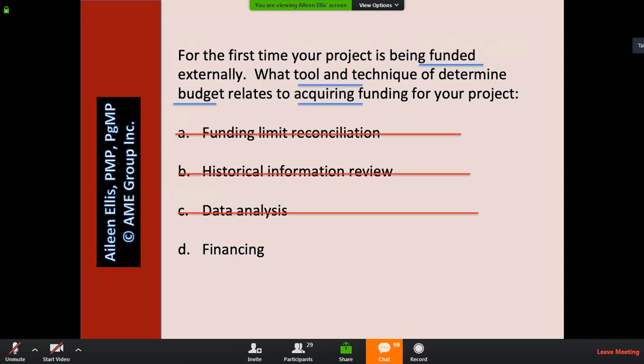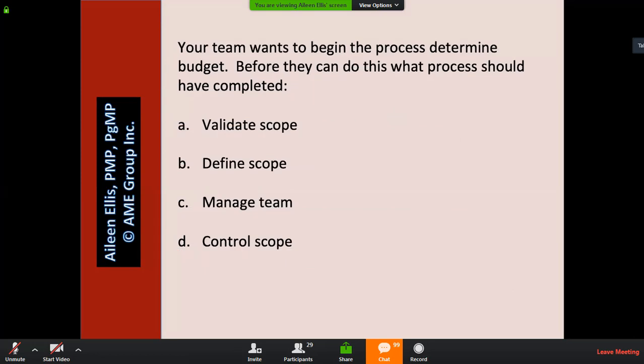This is not about history. This is not data analysis. I think everyone who answered got it right. The answer is financing. Some of us don't need to worry about financing on our projects. For others, this is a big part of managing our project, is acquiring the funding.